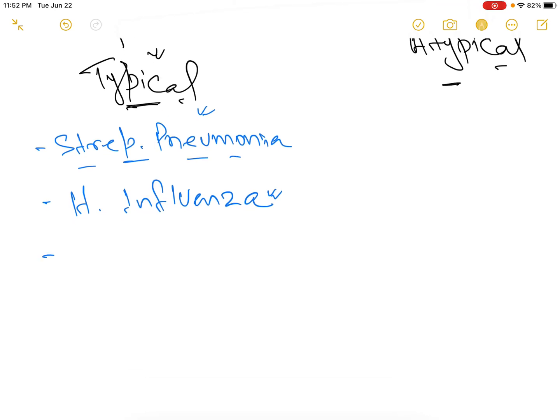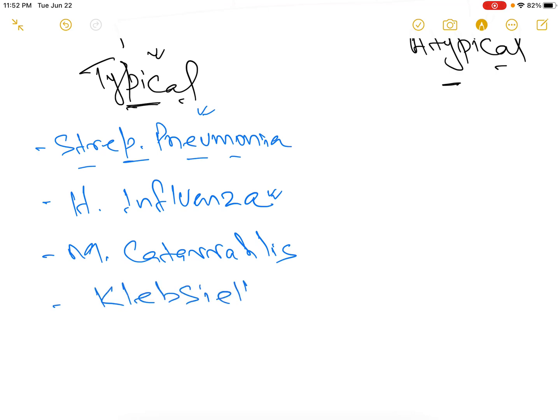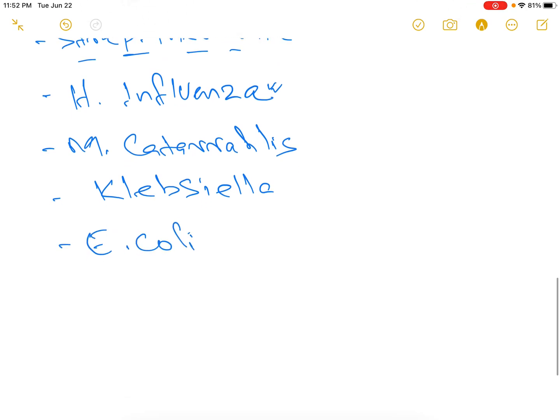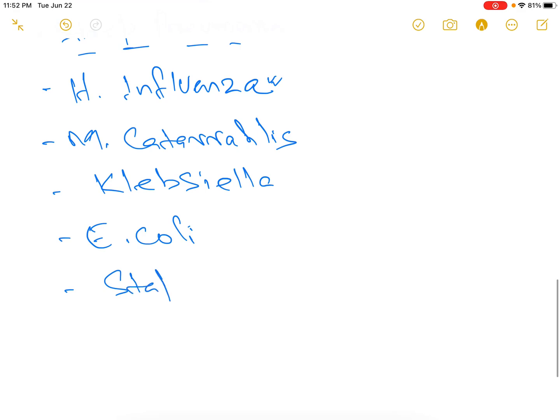Some of the other typical bacteria is your Moraxella catarrhalis, Klebsiella pneumoniae, your E. coli, and then you have a Staph aureus. Just so you know about Staph, a Staph is a very opportunistic bacteria. So this usually infects you when your immune system is weak. So this is more common after post-viral pneumonia.